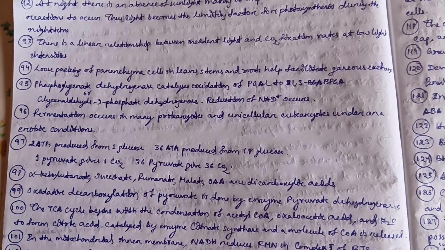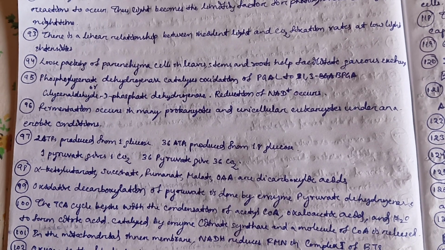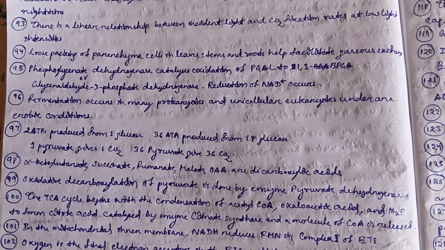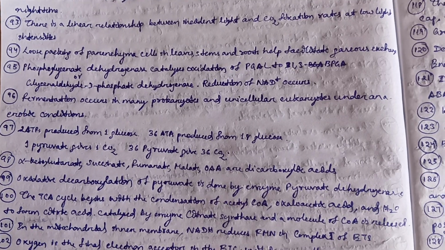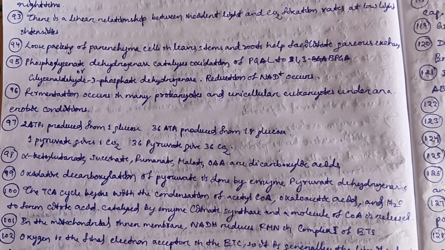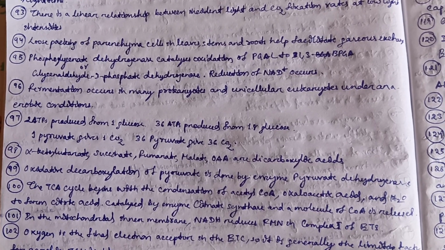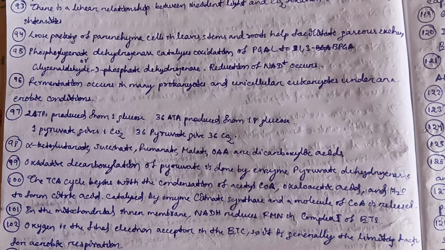Fermentation occurs in many prokaryotes and unicellular eukaryotes under anaerobic conditions. 2 ATPs are produced from 1 glucose during glycolysis, so 36 ATPs are produced from 18 glucose. 1 pyruvate gives 1 CO2, so 36 pyruvate will give 36 CO2.